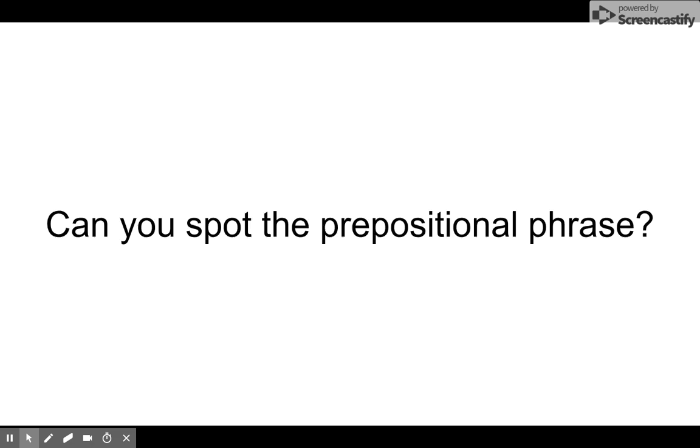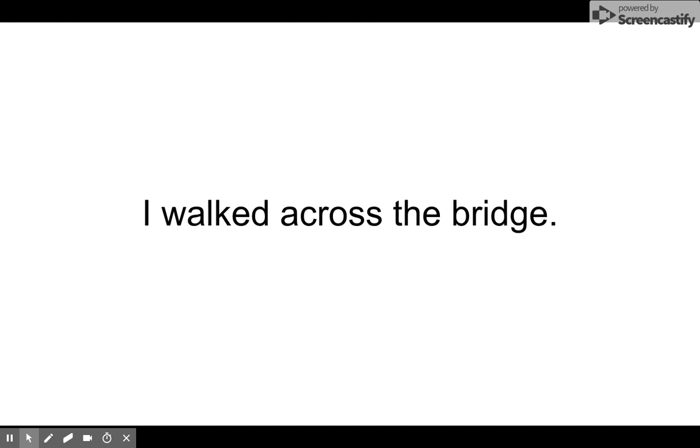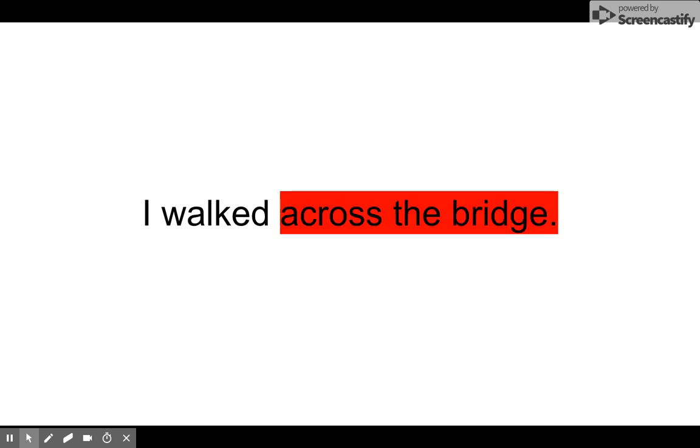So now let's practice a little bit. Next, you're going to see a couple of sentences, and you're going to try to figure out what the prepositional phrase is. Can you see the prepositional phrase? I walked across the bridge. Across the bridge is the prepositional phrase, and it's telling you more about where you walked.